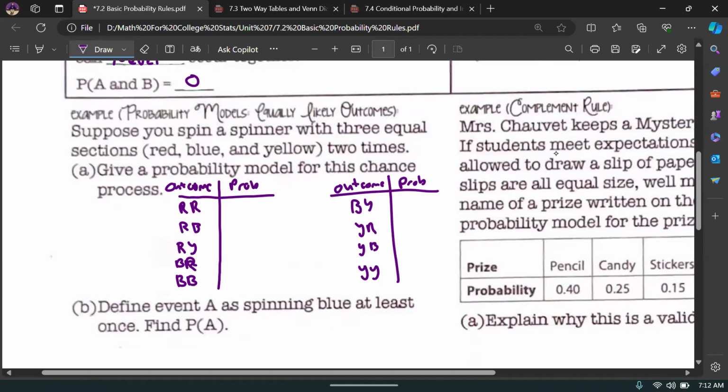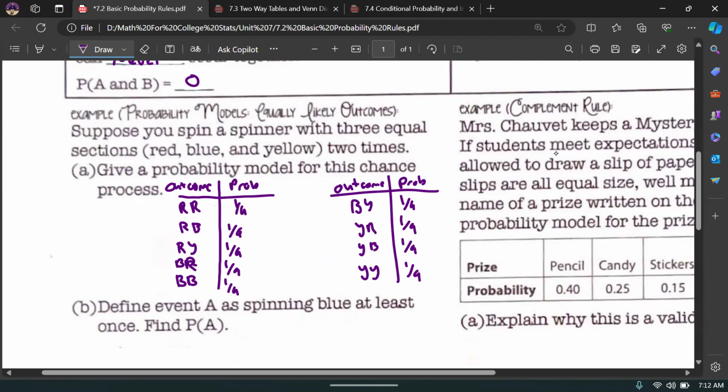All right, so how many outcomes were there? There are 9 total outcomes, and they're all equally likely. So the probability of each one of these is 1/9. This is a probability model. It shows all the outcomes and their probability of occurring.